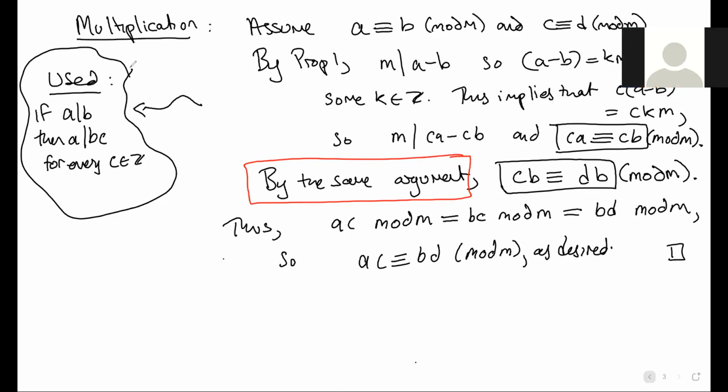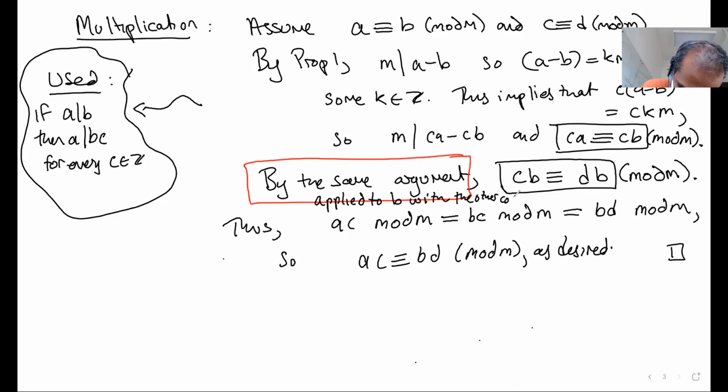For the second part that you circled in red pen, by the same argument, does that mean you did the same process just using C and D? Right. Yes, the same argument applied to B, so it's implied B times C minus D. You apply B to the other congruence. So yeah, you're right. I should make the writing even clearer: applied to B with the other congruence. That would be a better way to write it. Yeah, good point.